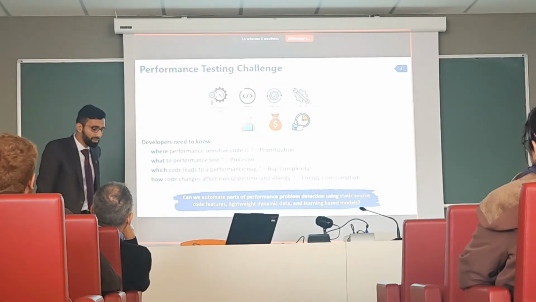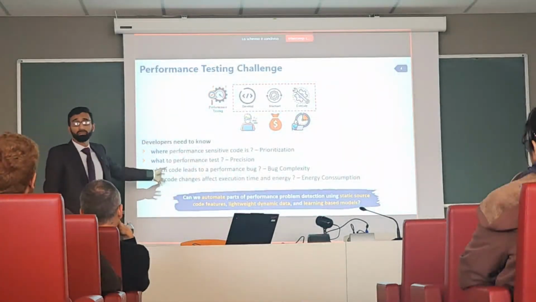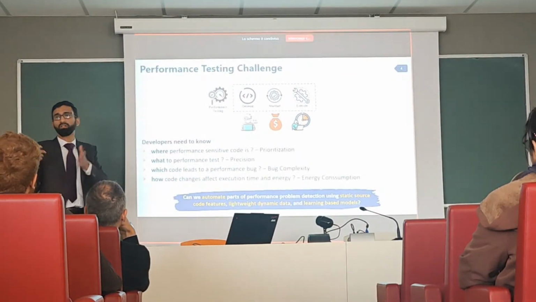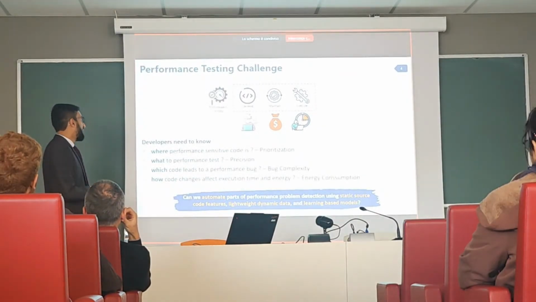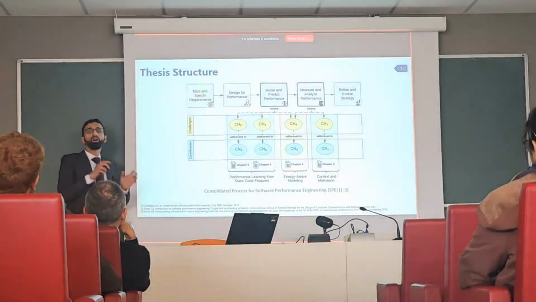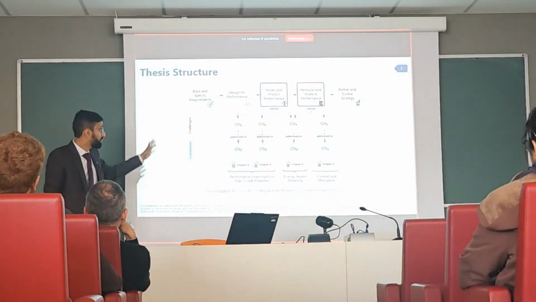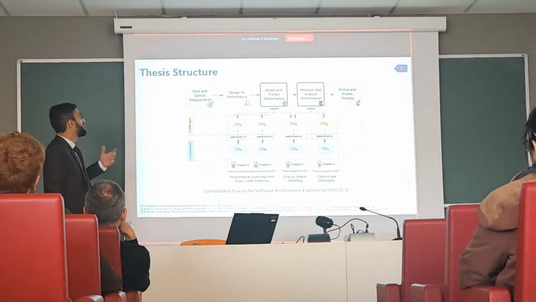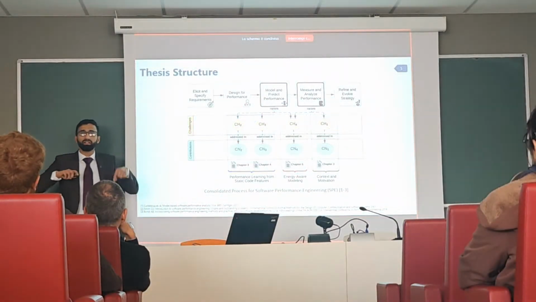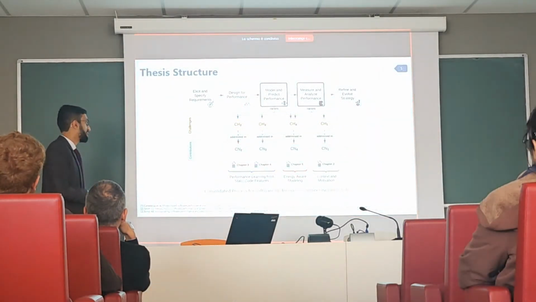So the question comes: is it possible to help these people? Is it possible to automate the detection of performance problems? To do that, we come up with a mapping of 4 different challenges on the software performance engineering pipeline, and then we try to address those challenges with the help of contributions, which we saw in the outline of this presentation. I'll talk about them one by one.